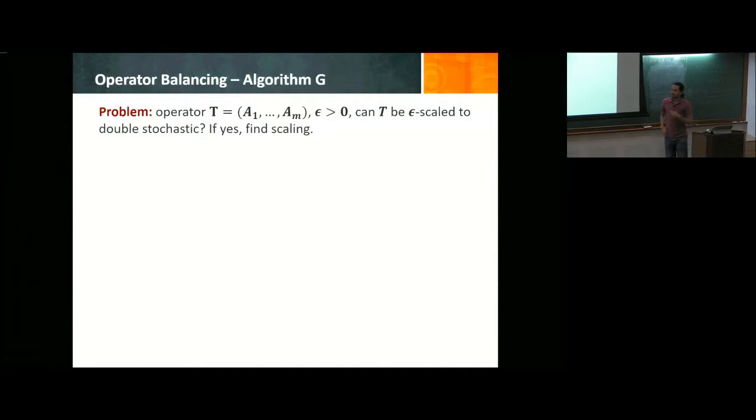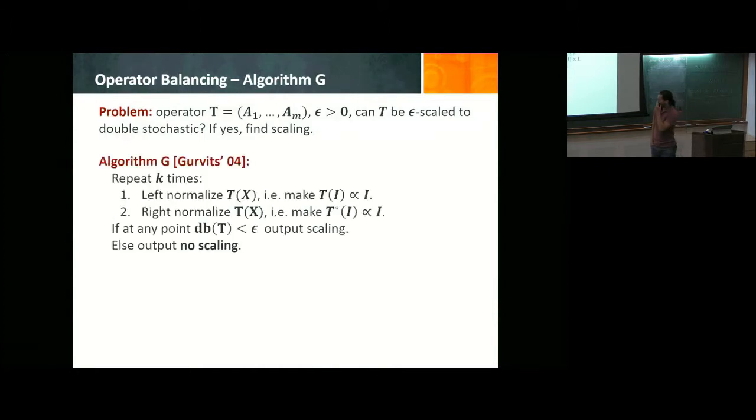So Gurvits just defined this generalization and also generalized the algorithm that I showed you for matrix balancing. And what is the algorithm? Well, repeat k times. You only need to fix the condition that T(I) is equal to identity and T star of I is equal to the identity. So take my operator T, if T(I) is not equal to the identity, simply scale on the left to make T(I) equal to the identity. And then you may have messed up the dual, and now you renormalize: multiply on the right all of the matrices to get T star of I equal to identity.